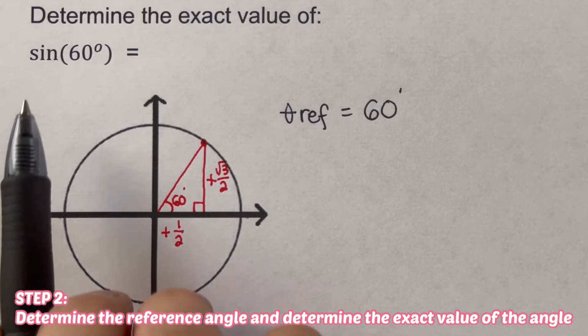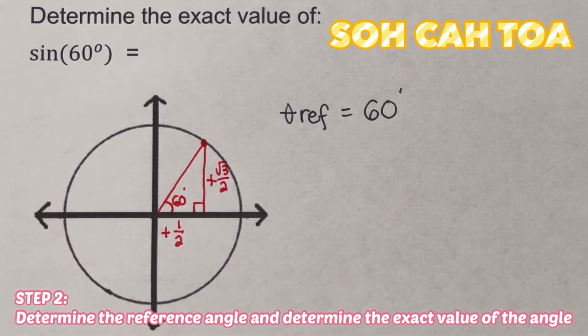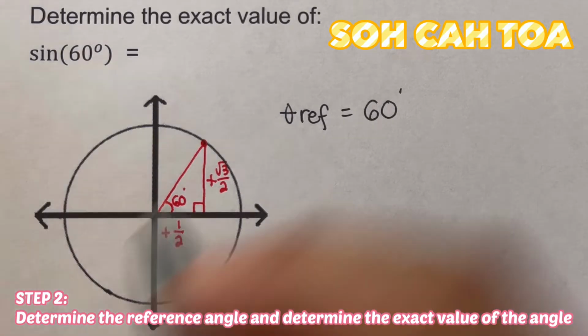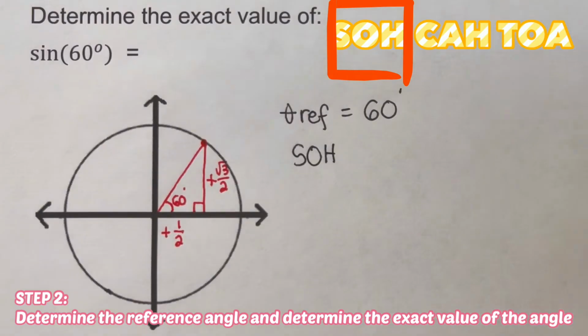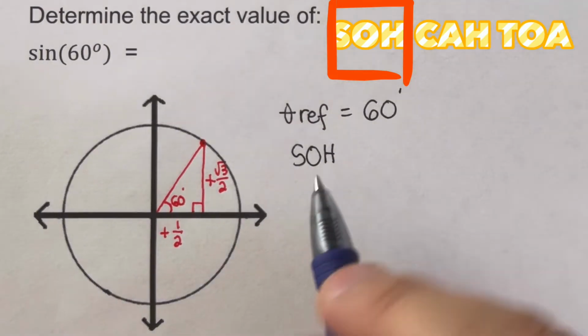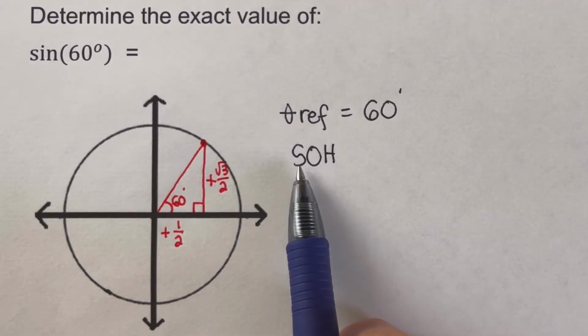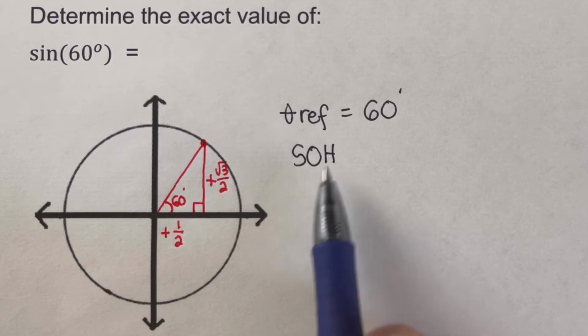Since we are looking for sine, we are going to use again the acronym SOHCAHTOA. Since this is sine, we're going to use the SO. So we're going to use the SO to determine the sine. And again, remember this SO stands for sine is equal to opposite over hypotenuse.